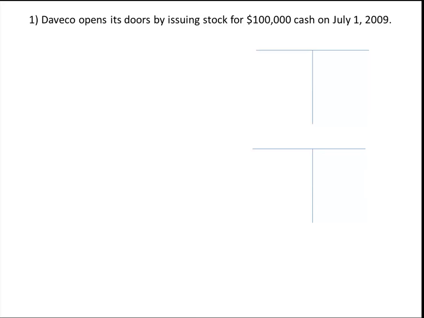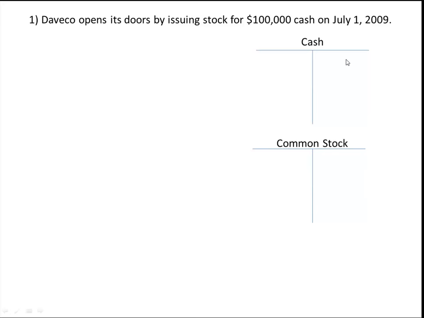So now let's go back through our transactions. As I said before, nothing has changed except the framework. So I'm going to move relatively quickly over the interpretation of the transactions. Ideally, you took the moment to pause to spend some time making sure that you understood how all of that stuff worked. So Daveco opened its doors by issuing stock for $100,000 in cash on July 1st, 2009. And we know that we've got two accounts that are being changed, our cash account and our common stock account.